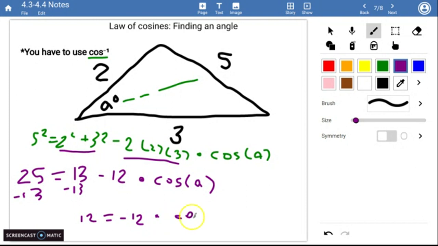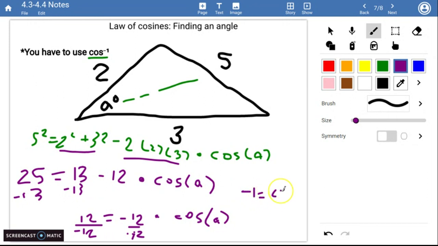And this time, now we can divide by 12. Or, sorry, negative 12, actually. So negative 12 divided by negative 12. Alright, well, we know that would just simplify to negative 1. So now negative 1 equals the cosine of A.